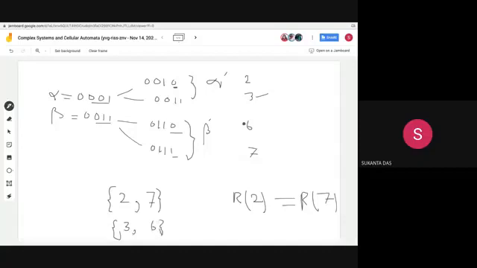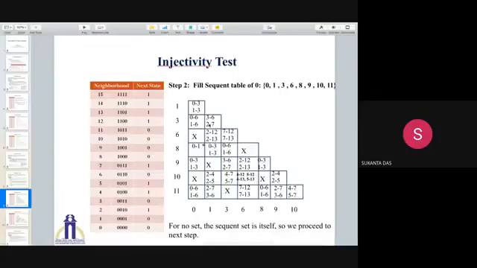But can 2 and 6 form a sequence set? No, because R of 2 is 1, and R of 6 is 0. So they cannot form a sequence set. At most I can get 4 sequence sets, but for this example, at most 2 sequence sets I can get. In this case, I am getting only 2 sequence sets, right? So that is written here.